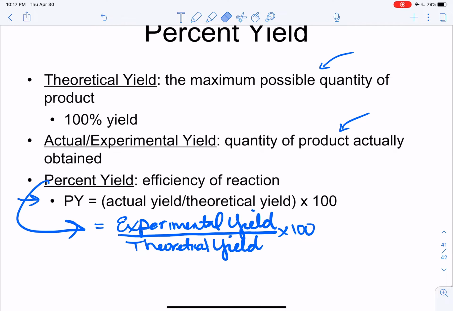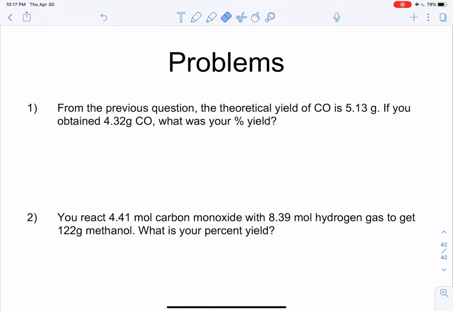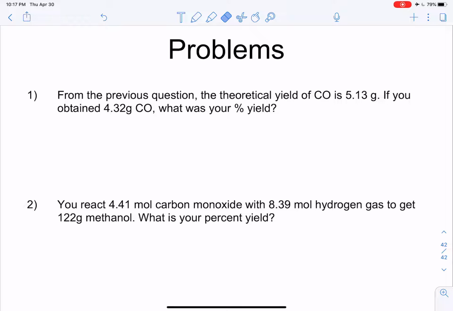Okay, so that brings us to some more problems, and you guys were just dying to see some math again, weren't you? So number 1 says, from the previous question, the theoretical yield of carbon monoxide is 5.13 grams. We just saw that. If you did the experiment and you obtained 4.32 grams, what was your percent yield?